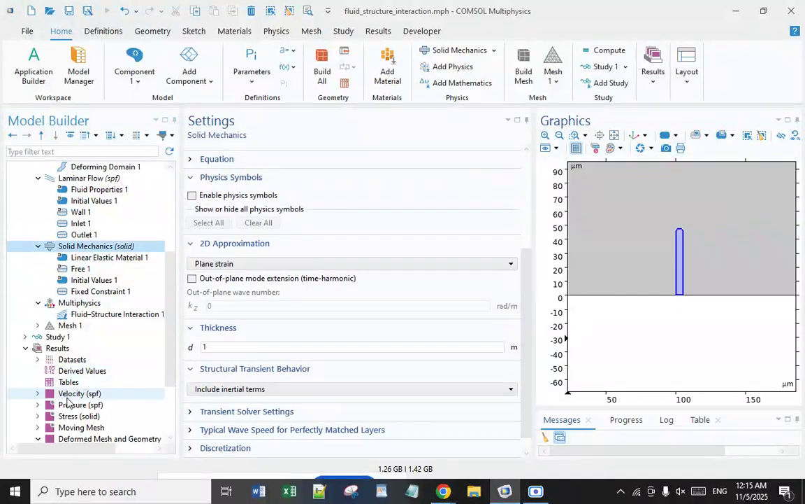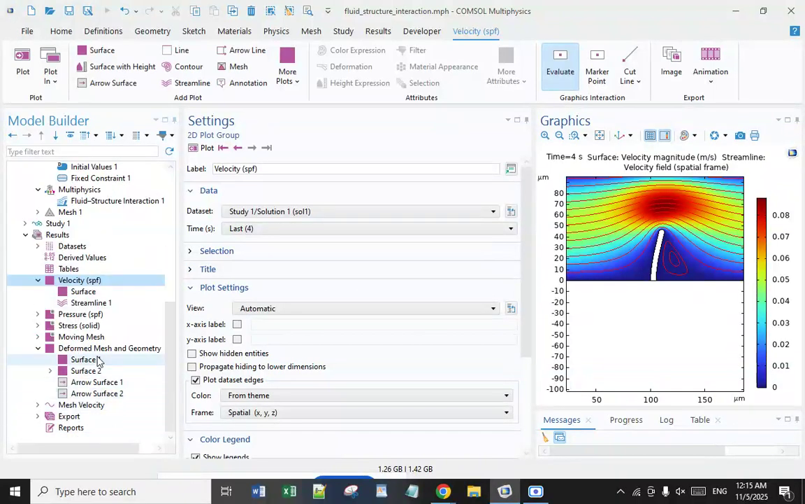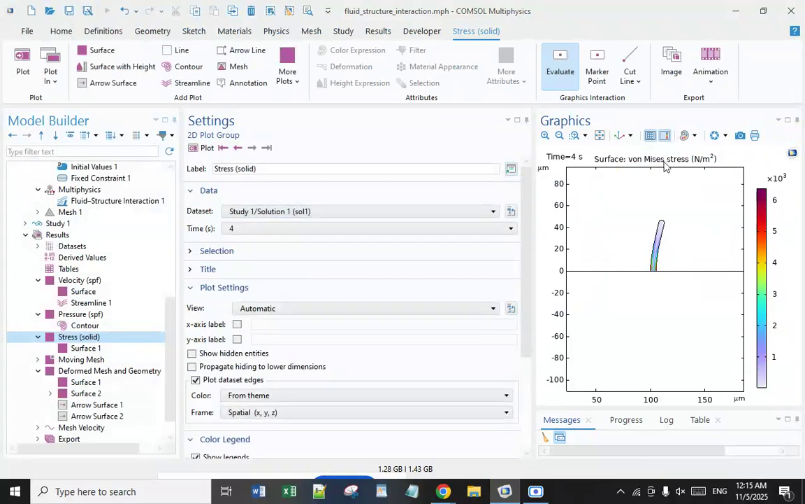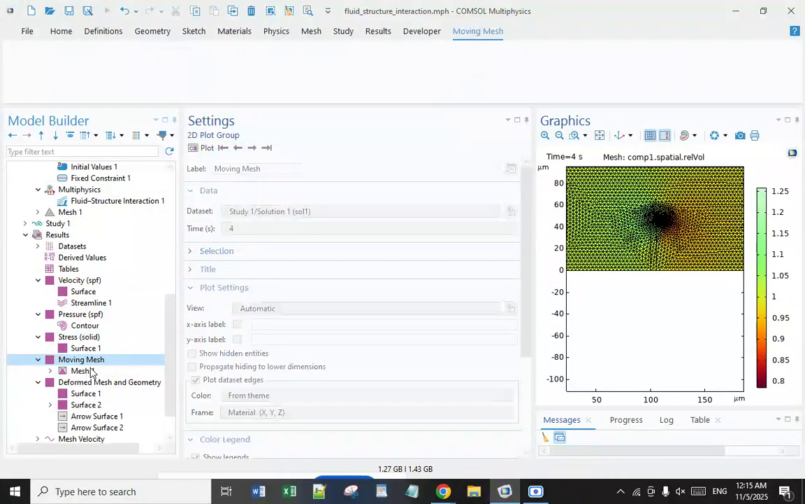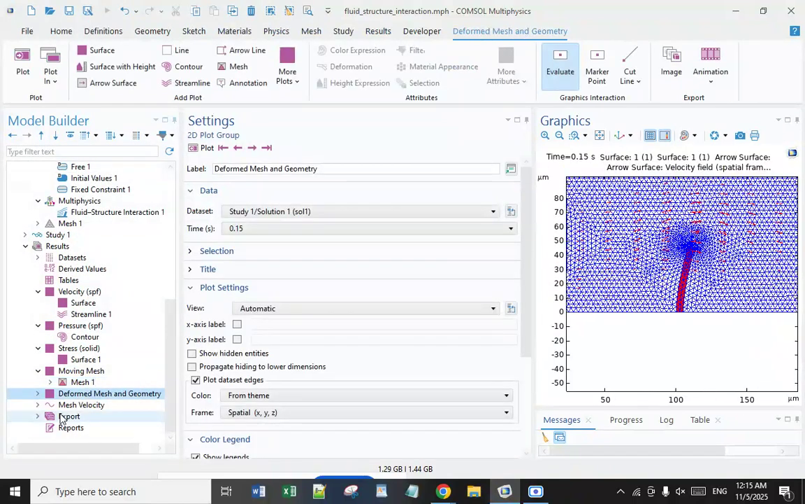And now you can see the velocity, how much this fluid can be changed, the direction and the convergence, and the pressure, stress based on Newton per square meter, moving mesh, and the last one is deformable mesh and geometry.